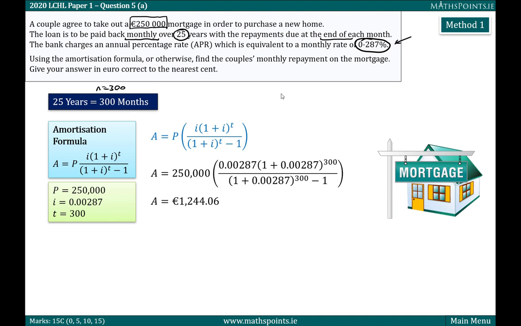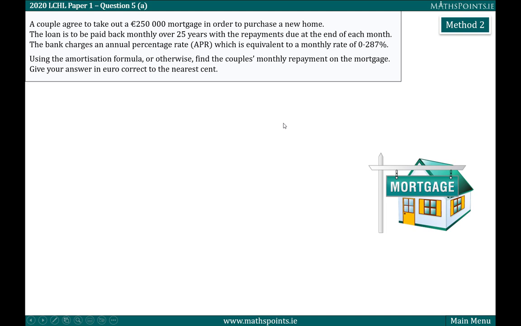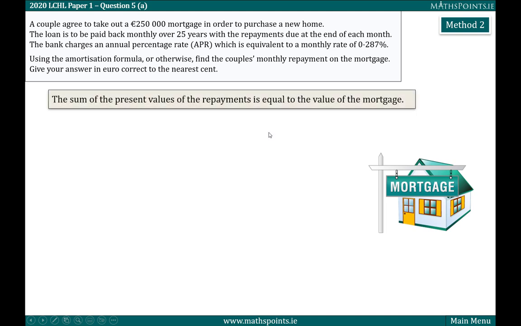Now it's important that we look at this question as well by setting up a geometric series, because they may say in the exam, by setting up a geometric series, show that the monthly repayment is 1,244.06, or find the monthly repayment using a geometric series rather than the amortization formula, which we did there. So let's see how we use the setup with the geometric series. So the sum of the present value of the repayments, we're going to call the repayments A. And so there's going to be 300 payments of A.